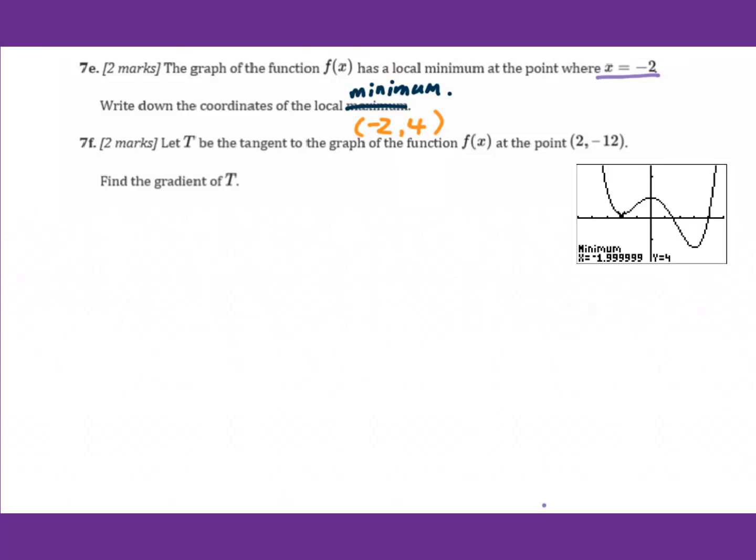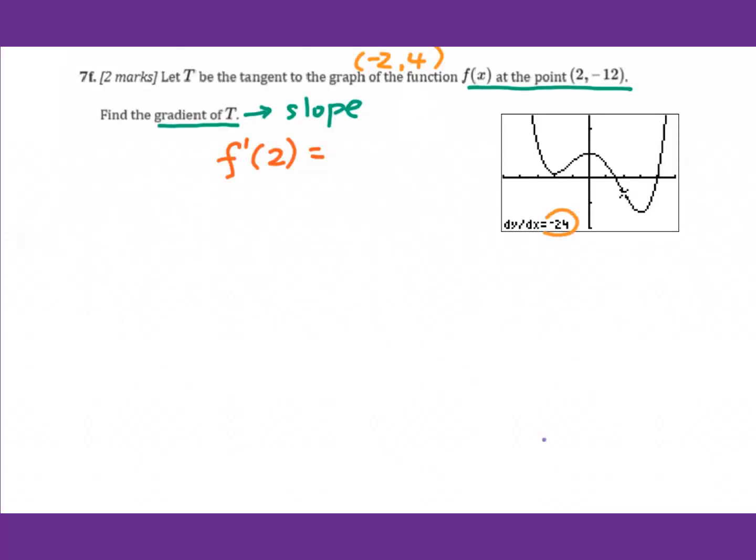7f, let t be the tangent to the graph of the function f of x at point 2, -12. Find the gradient of t, which means the slope of a tangent line. Therefore, you need to figure out this. From graphing calculator, you can get the -24. So you will say the gradient of t is -24.